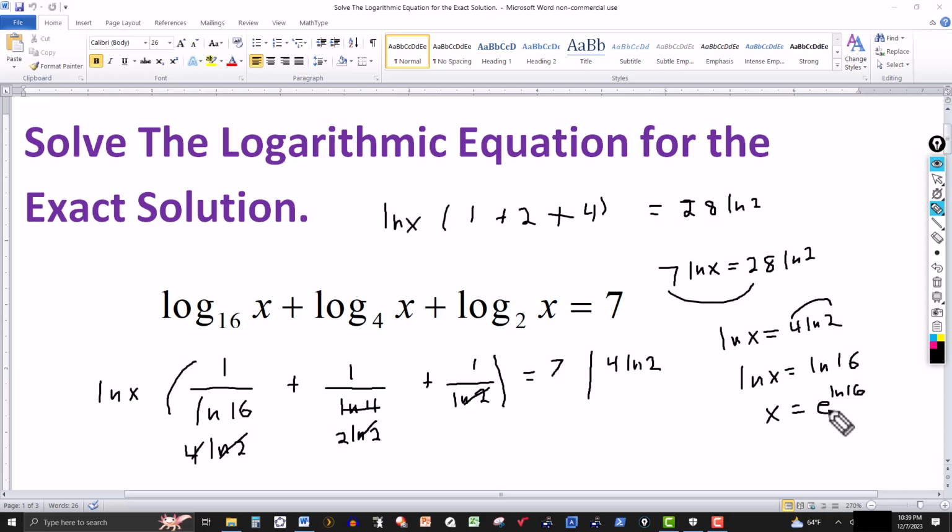Now we can simplify. Have a base e. Log here is e. This is e, this is e. The answer is the 16. So x equals 16. Which of course is the same thing we got using the other method.